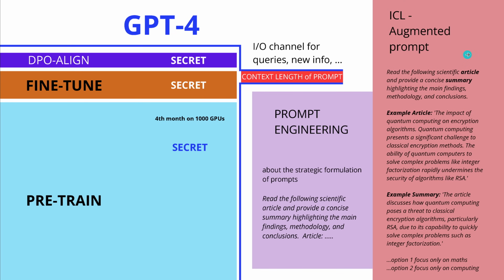Now, to give you an example of an ICL augmented prompt structure, you say, again, same example here, hey, read the article, give me a summary, but now you provide an example. You say, look, if this would be the article, then I would expect this kind of answer from you. This is what I want, how you answer this.